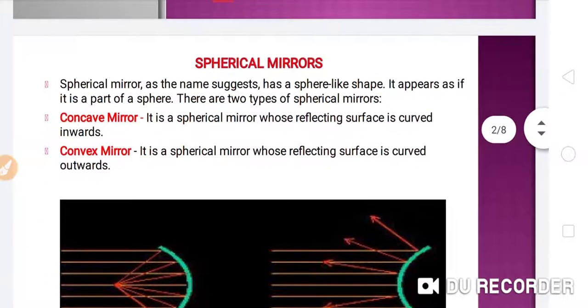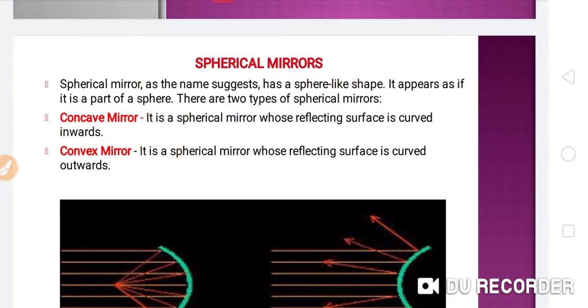In the last part of this video for this chapter, we discussed the reflection of light, and today in this video we are going to discuss the concave mirror and the convex mirror and important characteristic features of the images formed by these kinds of mirrors. So let's start, students. The first topic we are going to discuss in this video is spherical mirrors.